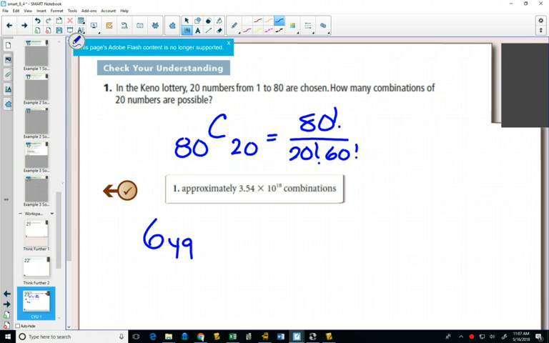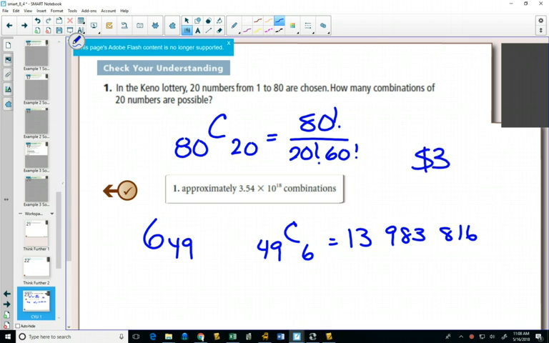So if we go to our calculator and say, well, how many combinations are possible? We go 49 choose 6, 13,983,816 different possibilities. Almost 14 million different possibilities. So if you buy one ticket, and currently one ticket costs $3, you have a 1 in 14 million chance of winning. That is not very good.